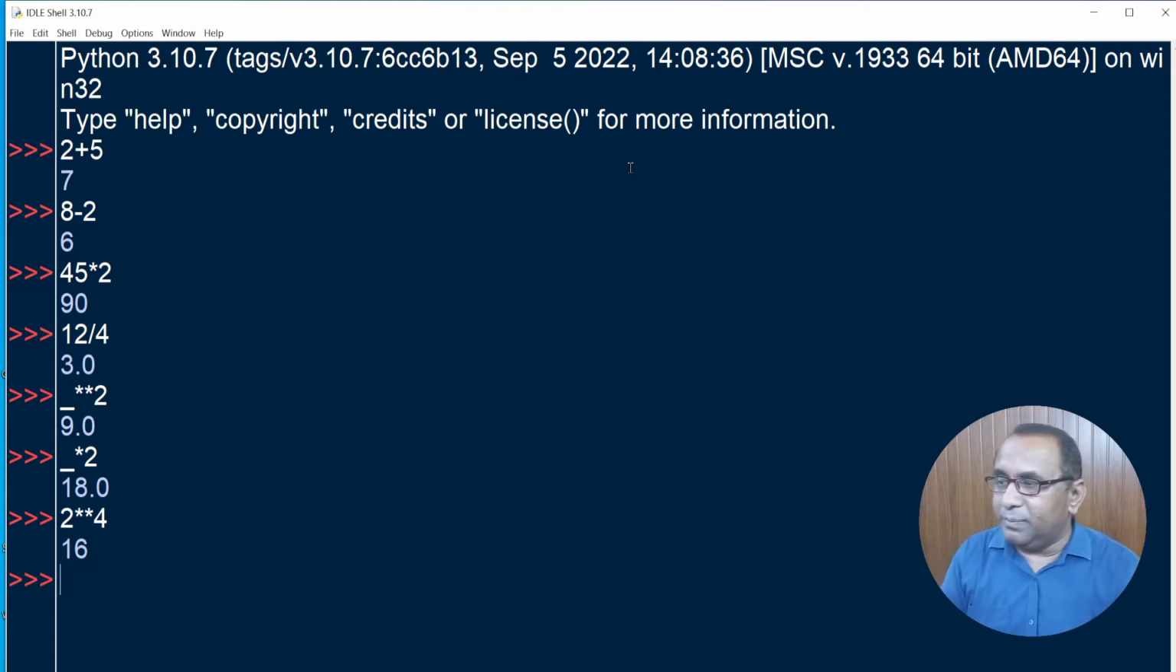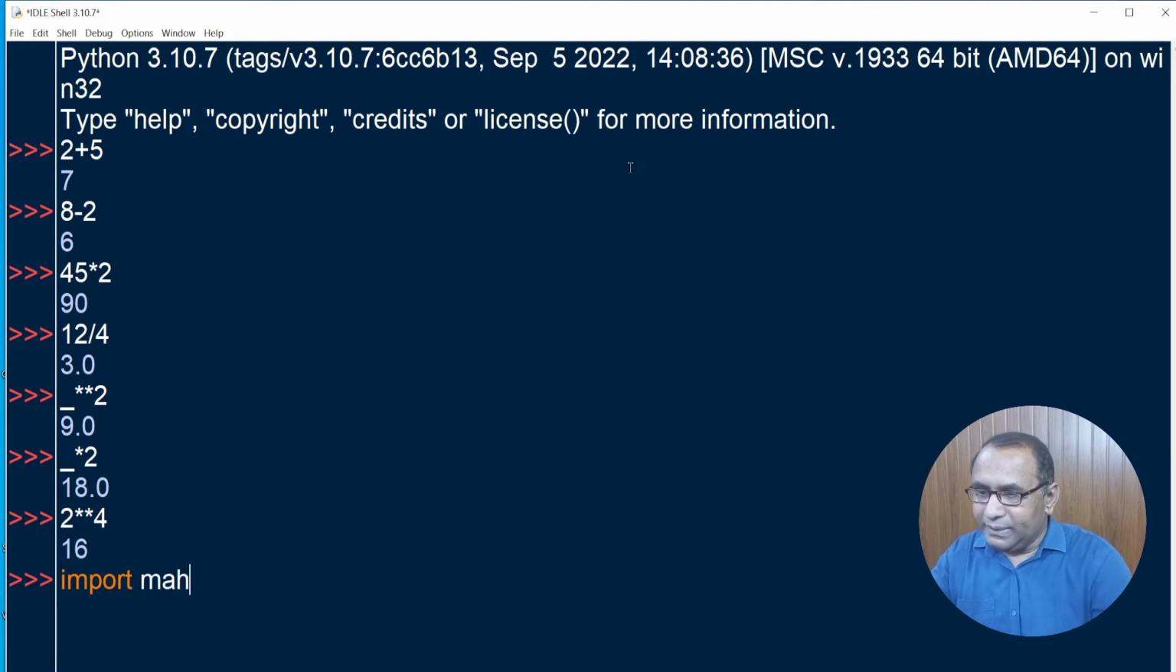Now Python has basic mathematical functions like sine, cosine, tangent, arcsine, arccosine, exponential functions, logarithm functions, square root, etc. All these can be easily used. First we have to import math. When you import math and press enter, the math module along with the basic functions has been imported.